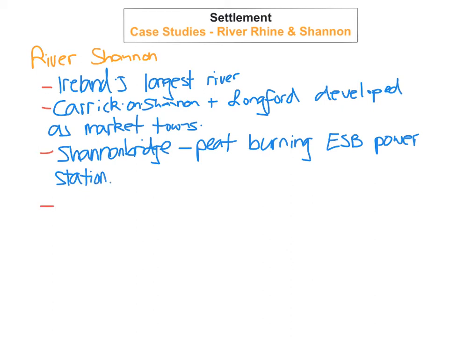Another big town along the Shannon is Athlone. In Athlone, the main function would have been a defensive role, because it was a crossing point. So if they were under attack, they were able to cross over, and it also meant that it was easier to have access to both sides. But it's now more of a centre for tourism and for education. It's still quite a big town, but it's not for defence or a crossing point anymore. It's more for tourism and education.